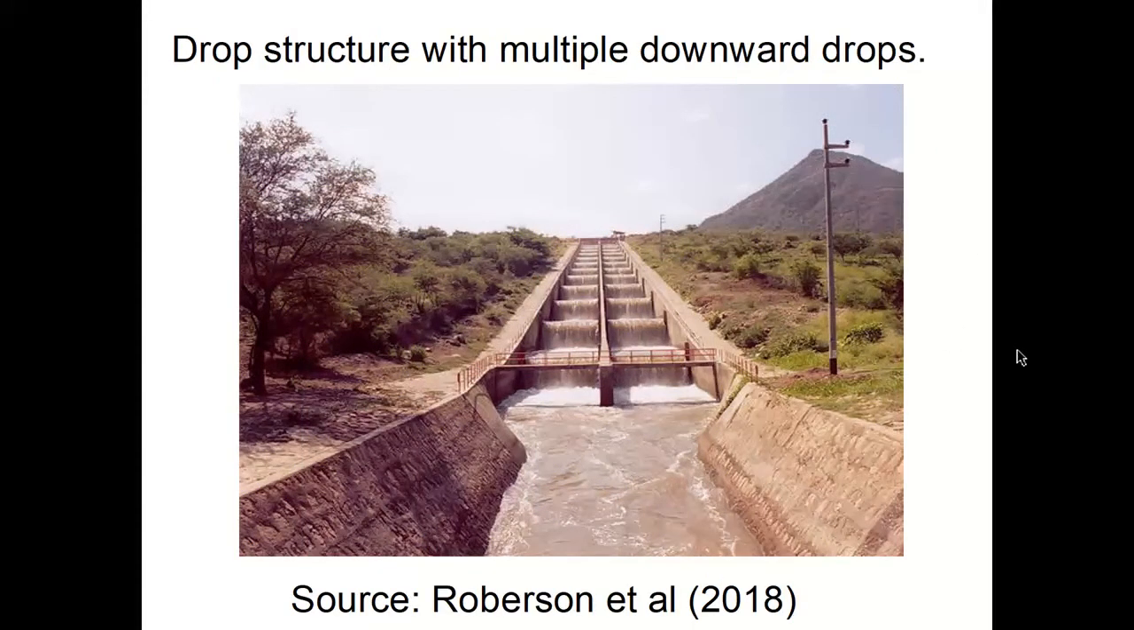This is an example of a multiple step drop structure. So you can see it's coming down a fairly steep hill, and at each one of the steps energy is dissipated. The source of this photograph is the textbook by Roberson et al., 2018.